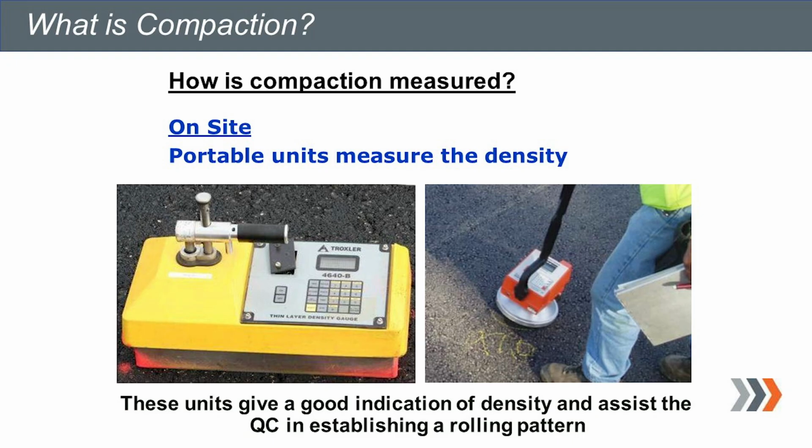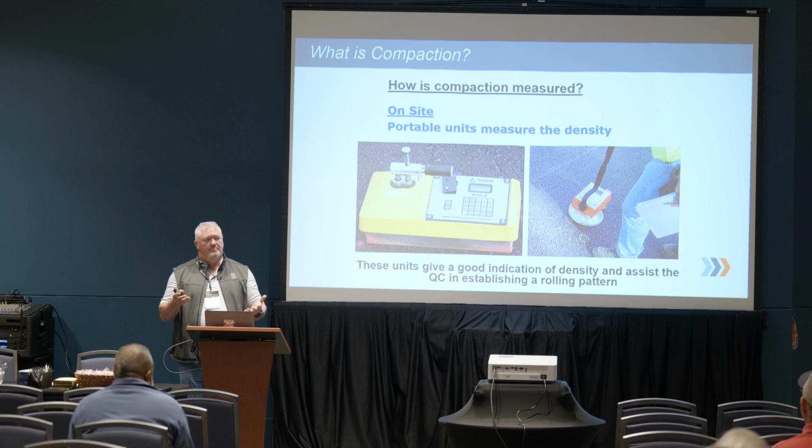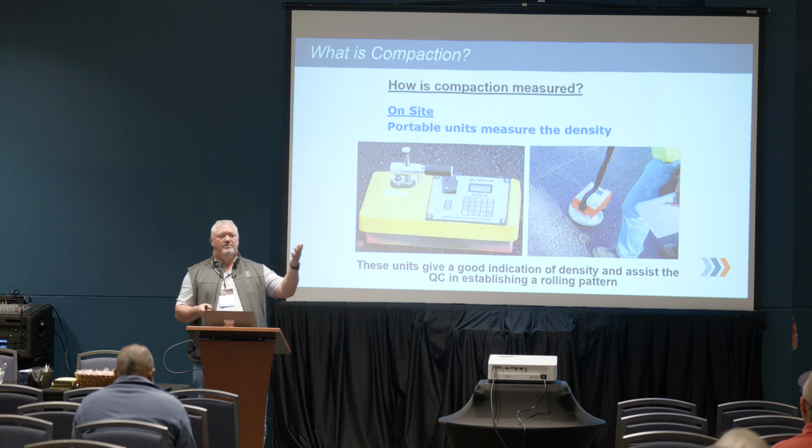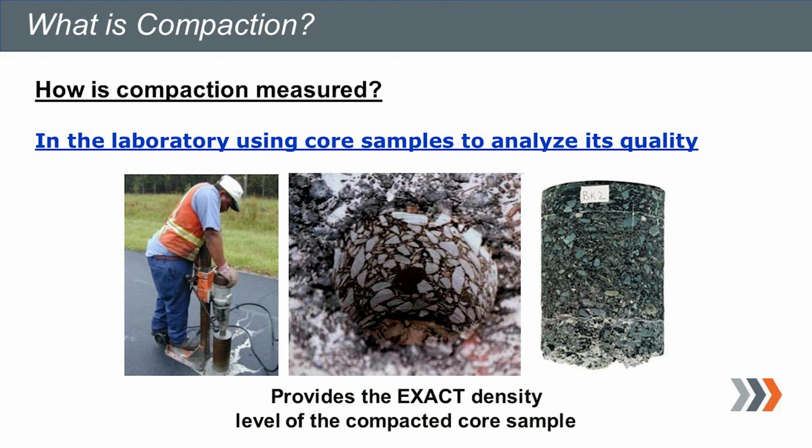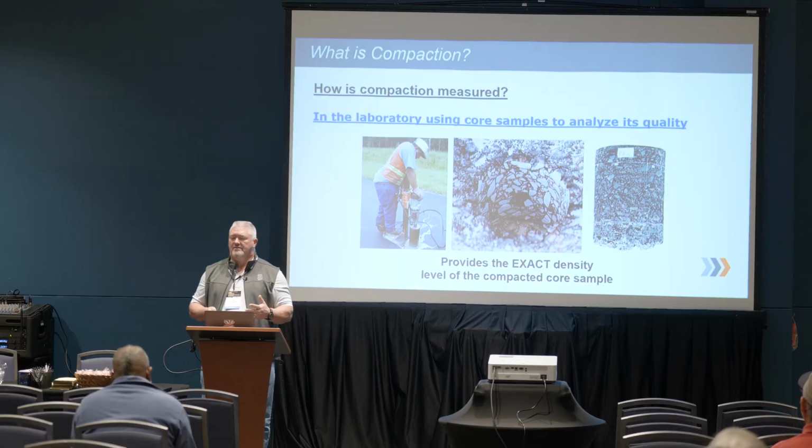How do we measure it? On site, we can measure it with either a nuclear device or a non-nuclear device to get an idea of what kind of compaction effort we're achieving with the rollers. It's not going to be exact, but at least we can set up some kind of a growth curve to get some anticipation of what our rolling pattern should be. If we're going to check it exactly, we're going to go out and take a core, bring it back to the lab, test it, and find out what kind of air void content we have in there.